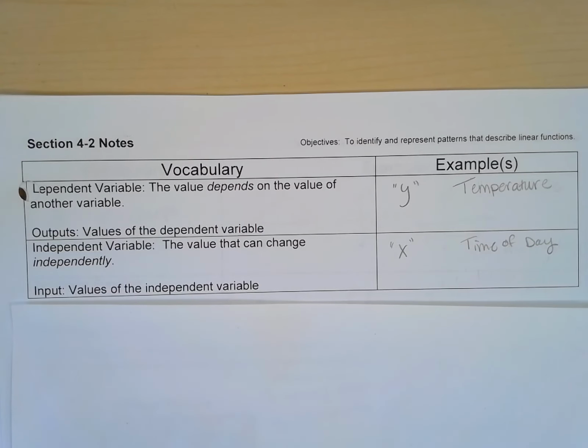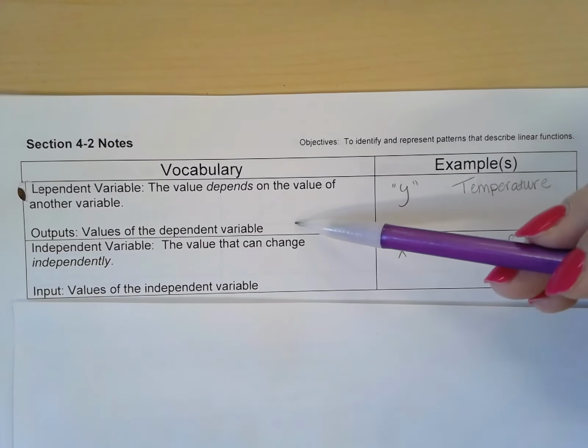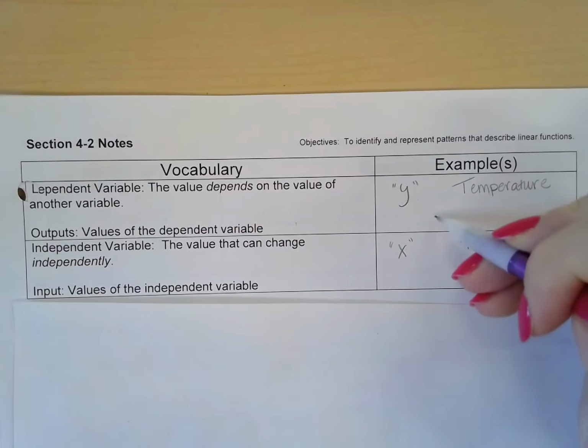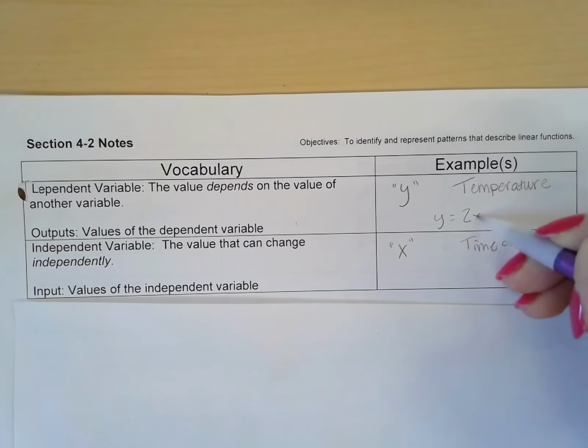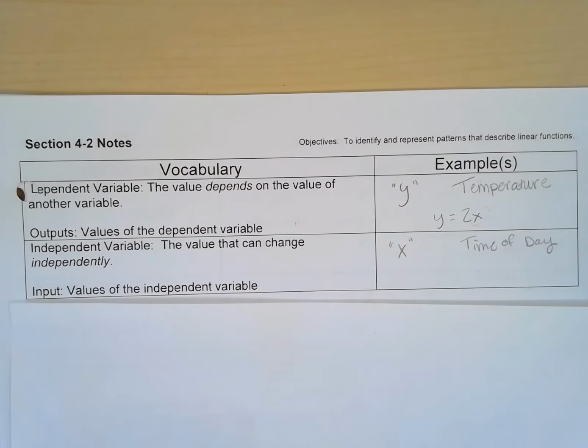That's the value that depends on the value of the other variable. So this would be the y in an equation. This is also known as the outputs, the values of the dependent variable. So if you have an equation like y equals 2x, that y number depends on what you put in there for the x value.